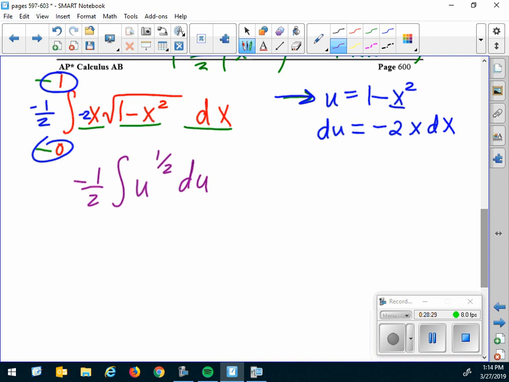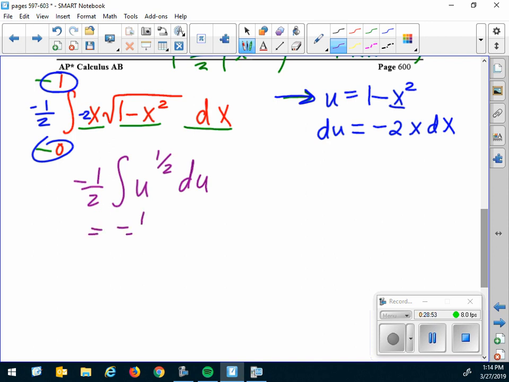What if you say, oh, I don't want to change them. I want to keep them as 0 and 1. As long as you have changed the variable, you cannot write 0 and 1 down as your limits because those are x limits. They're not u limits. So what I'm going to do is I'm just going to leave it blank. I'm going to leave it looking like an indefinite integral. And I'm just going to integrate.